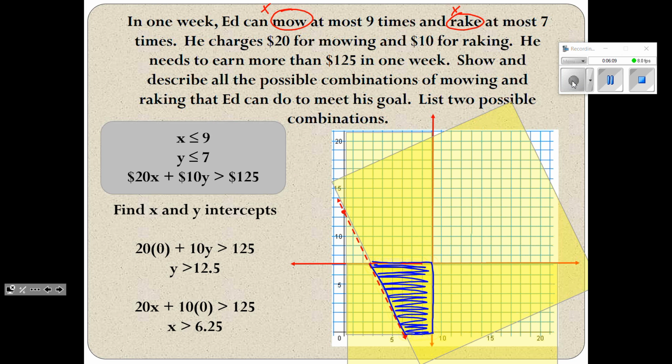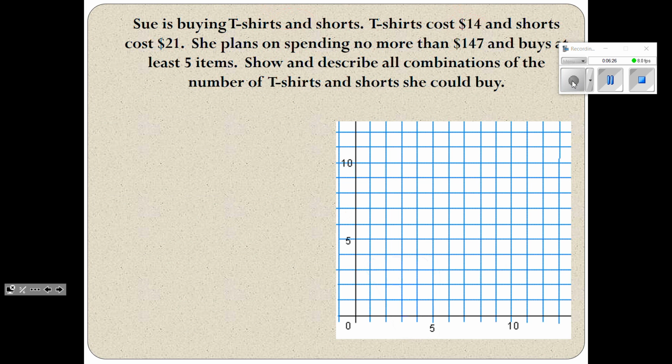For example, let's say we picked the ordered pair right here. Right there, then that looks like it would be about 7 for the mowing and 5 for the raking. And you could find 2 order pairs and pick those.